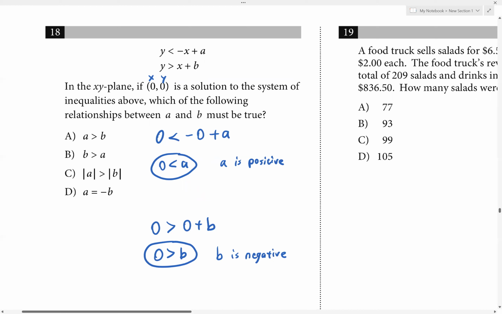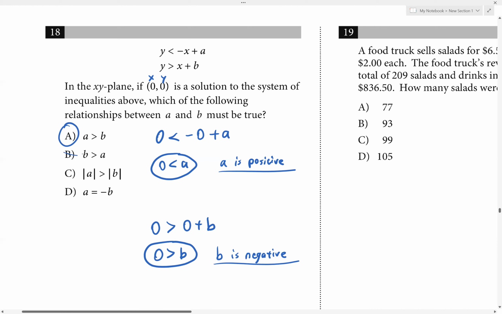Okay, b has to be a negative number in order to be less than 0. All right. So though we don't know exactly what a and b represent, we know a is a positive number and b is a negative number, so a has to be greater than b no matter what, right? So no matter what they represent, if a is positive and b is negative, a has to be greater than b. So then it should be answer choice A. Okay, a is greater than b.